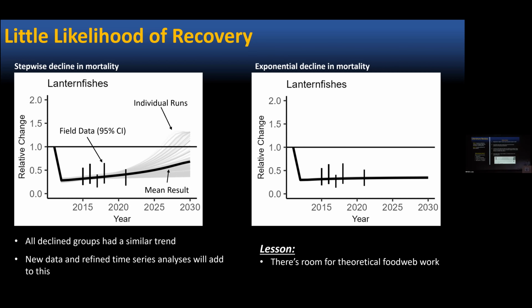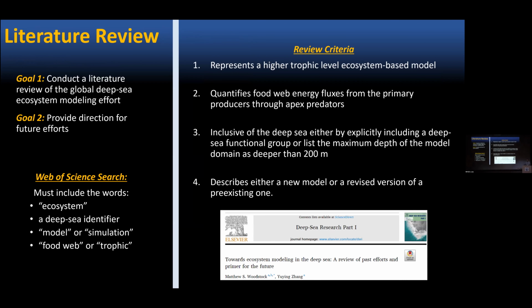This is really a piece that, at least in our efforts, has been very well adopted by our end user groups. Now, in addition, last year I wrote a review about ecosystem modeling in the deep sea. So this includes anything deeper than 200 meters. It includes anything that's quantifying energy fluxes from the primary producer to the higher trophic level apex predator groups. And I also had to remove any duplicates, like dissertation chapters that were later published.